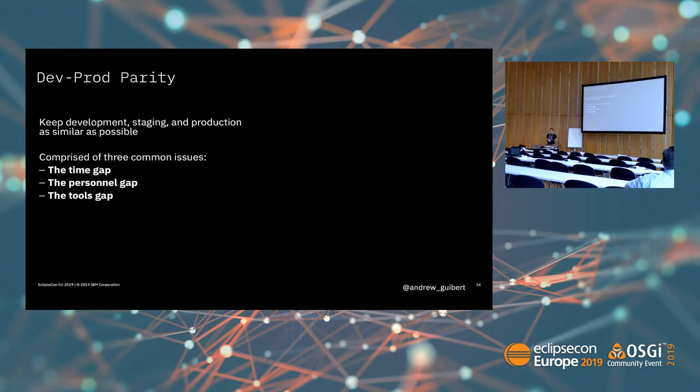Also, there can be a personnel gap. That would be if you have a developer writing and testing the application locally, but then some ops engineer actually deploys it in production, and they might configure things differently. And then there's also a tools gap, where we might be using one software stack locally in our development environment because maybe it's faster and more convenient, but we might be using a more robust software stack in production.